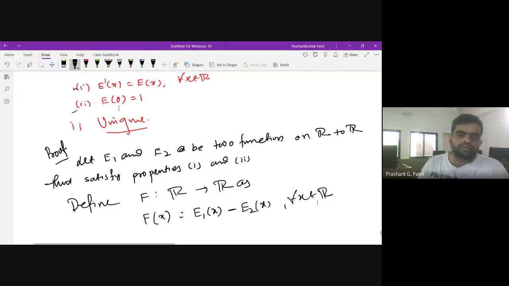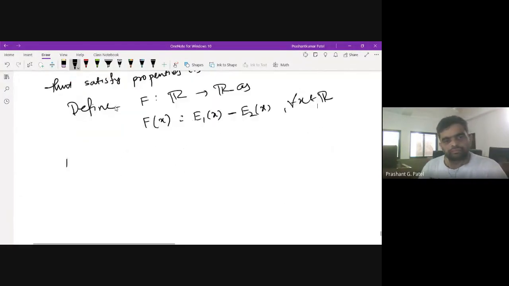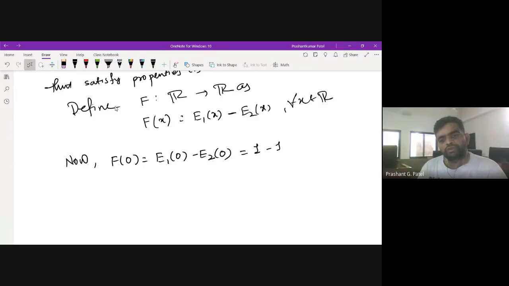So let us see what f of 0 is. It is e1 of 0 minus e2 of 0. But e1 of 0 is 1 and e2 of 0 is also 1. So this is 0.